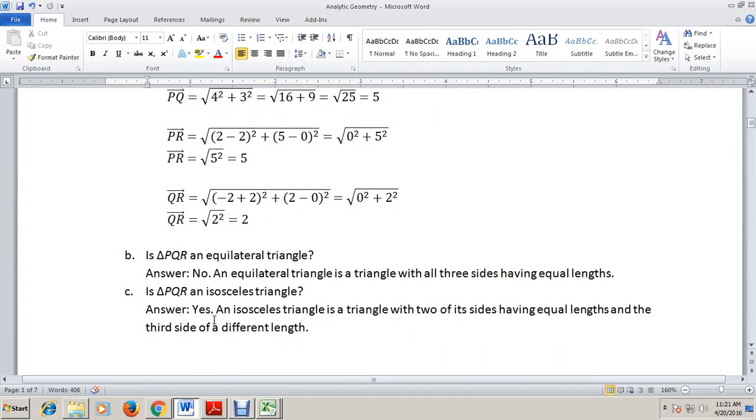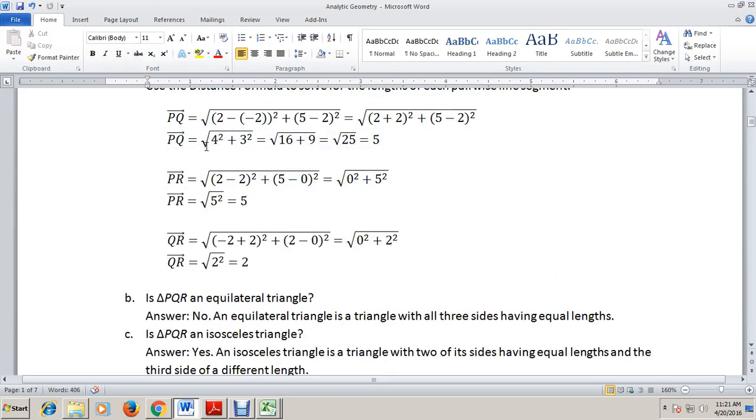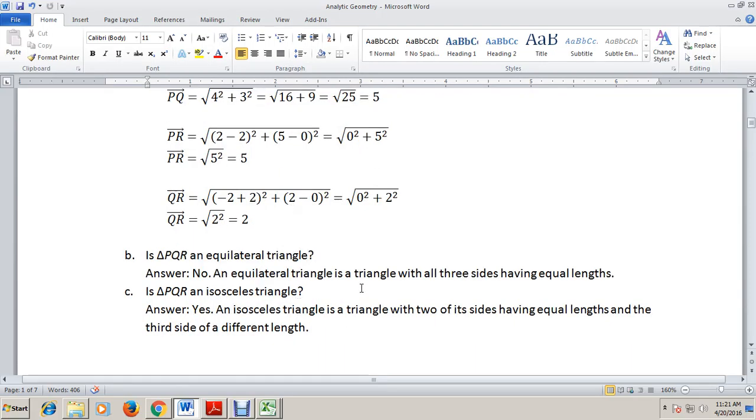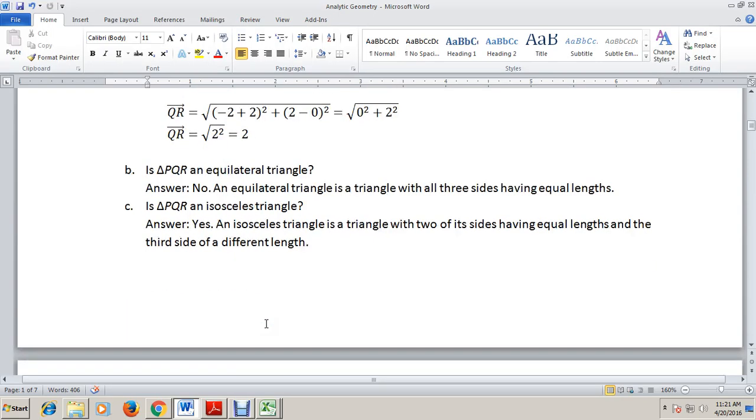Is triangle PQR an isosceles triangle? The answer is yes. An isosceles triangle is a triangle with two of its sides having equal lengths and the third side of a different length. Line segments PQ and PR are of the same length, two legs having equal lengths. QR, on the other hand, has a different length. So that is 2 out of 3 and 1 out of 3. Therefore, the triangle is an isosceles triangle.